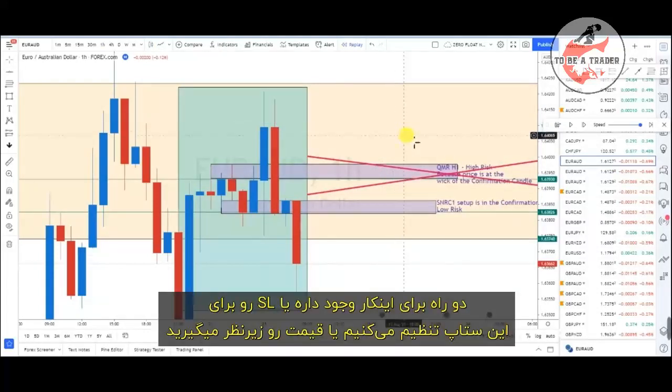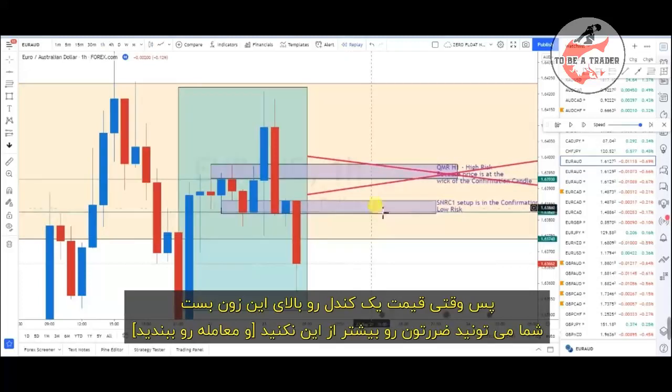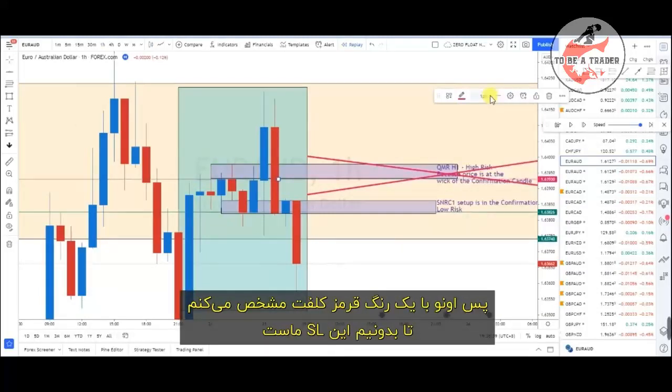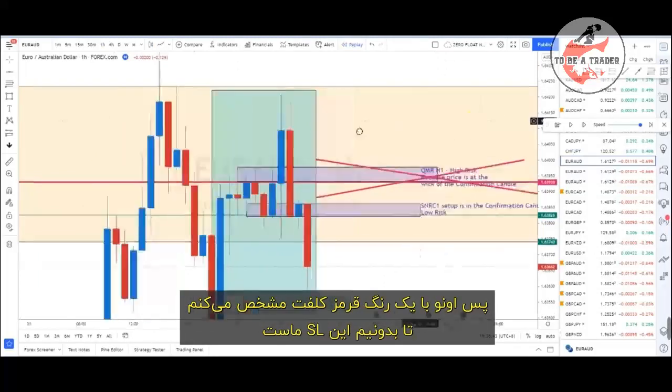So there are two ways you can do it. Either you set an SL for this setup, or you monitor the price. If the price closes a candle above this zone, then maybe you want to consider cutting loss. So I'm going to mark this QMR line as our SL, in red color with a thick line. So we know that this is our SL.